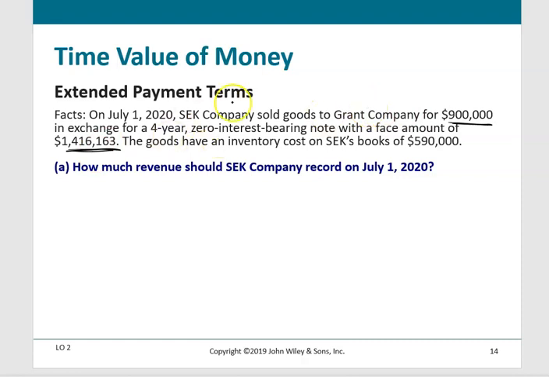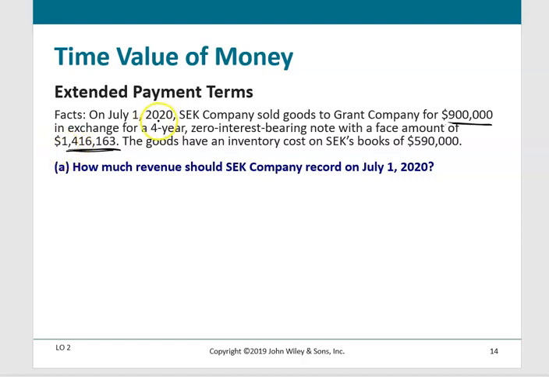Well, what's the difference between these two terms, 900,000 and the 1.416 million? That difference is due to the time value of money. So the goods have a fair value. If a customer is paying cash today, July 1st, the company, SEK Company, would sell those goods for 900,000. Why is the contract for more than that? This 1.416, why is that the amount of consideration?